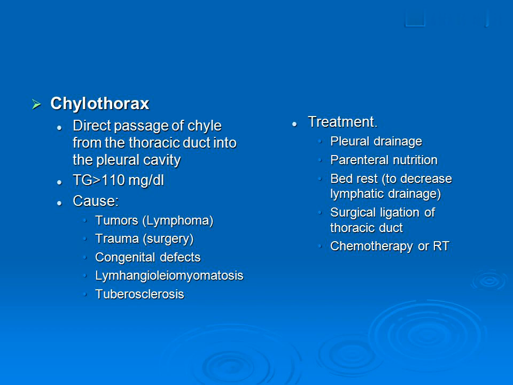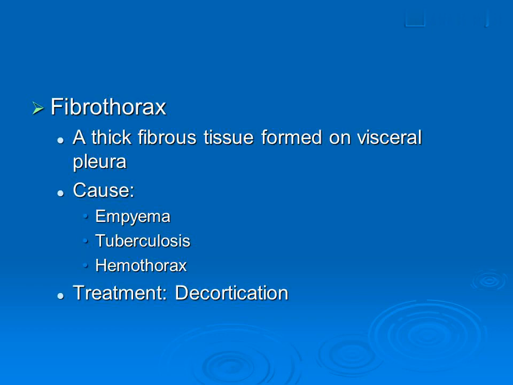Triglycerides greater than 110 mg/dl. Causes: tumors, lymphoma, trauma, surgery, congenital defects, lymphangioleiomyomatosis, tuberous sclerosis. Treatment: pleural drainage, parenteral nutrition, bed rest to decrease lymphatic drainage, surgical ligation of the thoracic duct, chemotherapy or RT. Fibrothorax: a thick fibrous tissue formed on the visceral pleura.